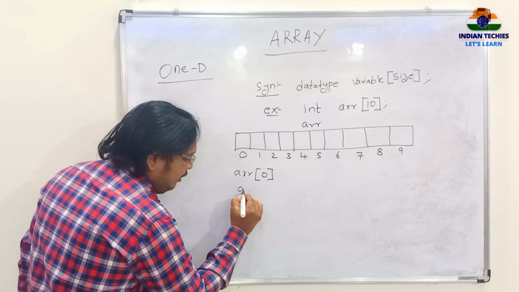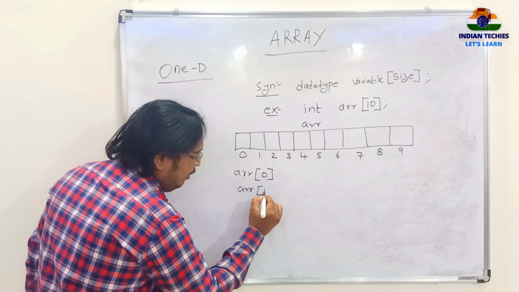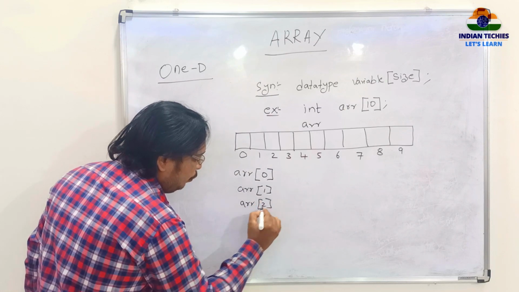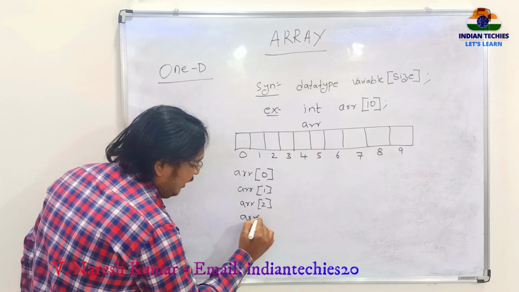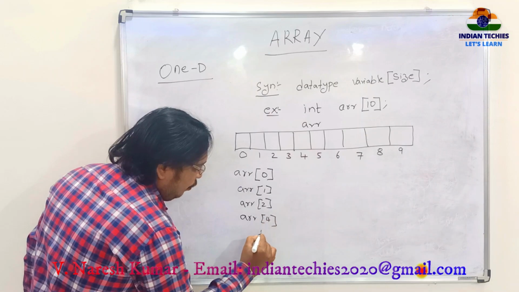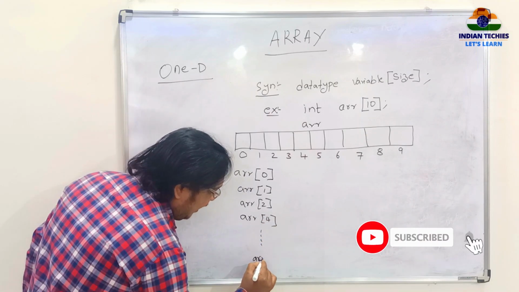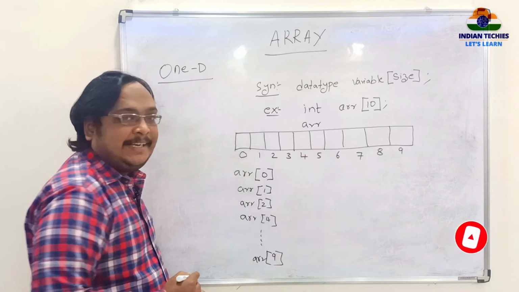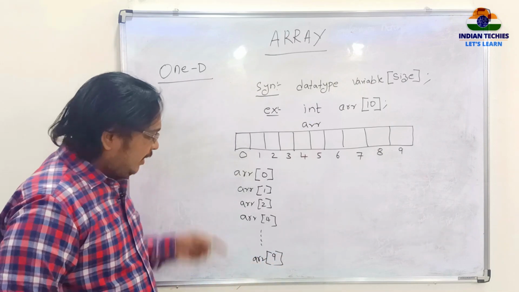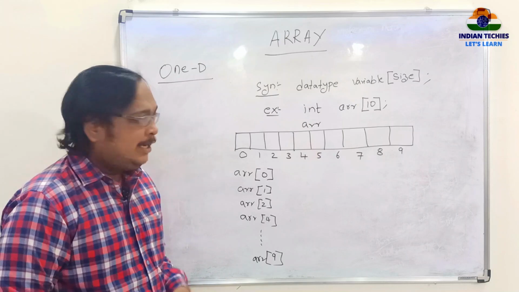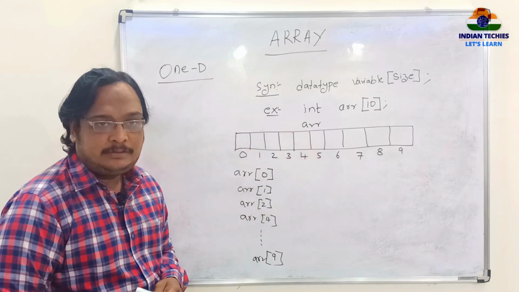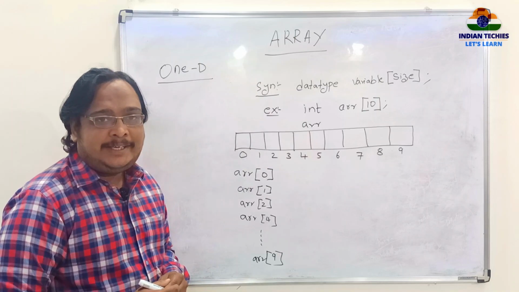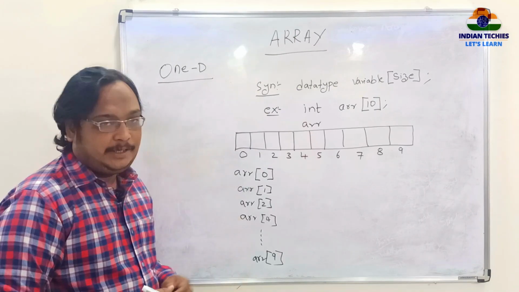In the same way, the second variable name is ARR of 1, the third variable name is ARR of 2, the fourth variable name is ARR of 3, and so on. The last variable name as per this declaration is ARR of 9. So these are the 10 names of the array variables. This is how memory will be allocated.